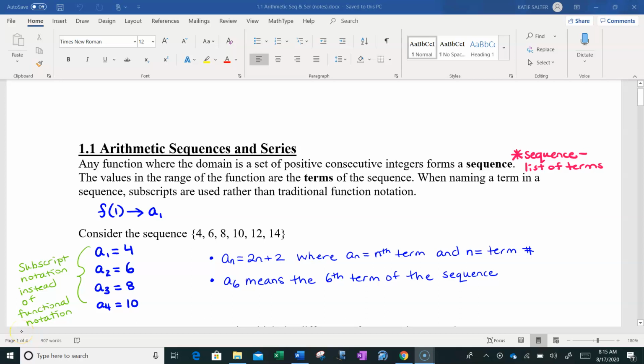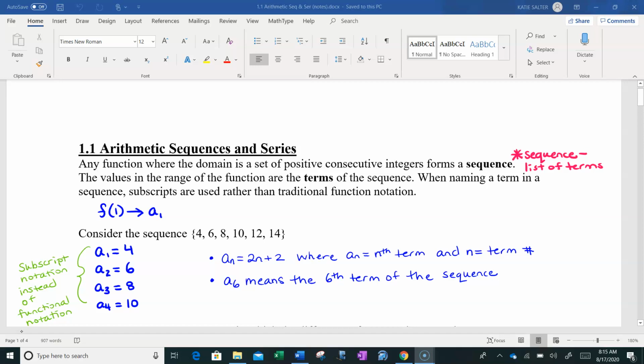Okay, so in this lesson, we're going to be learning about sequences and series, and specifically arithmetic sequences and arithmetic series. Any function where the domain is a set of positive consecutive integers forms a sequence. In other words, a sequence is just a list of terms or a list of numbers. So the domain is like the first term, the second term, the third term, the fourth term. And therefore, the domain is just your positive consecutive integers.